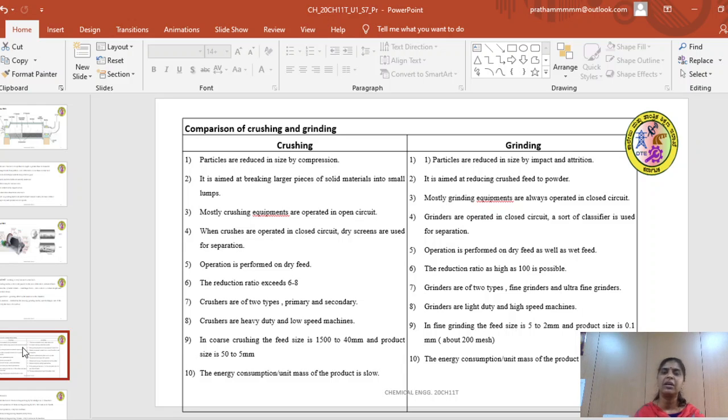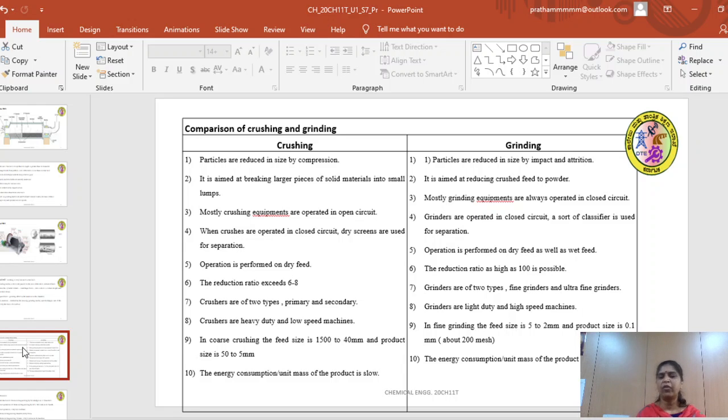Classifiers, you will be learning in detail the classification and the different types of classifiers in your further units, in the third unit and the second unit. I think you will be learning classifiers in the second unit. You have a rake classifier, cyclone separators, all those classifiers you will be learning.